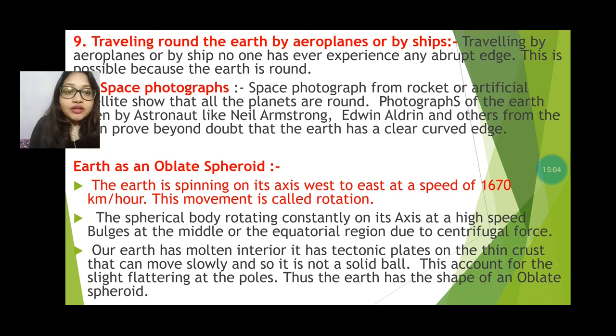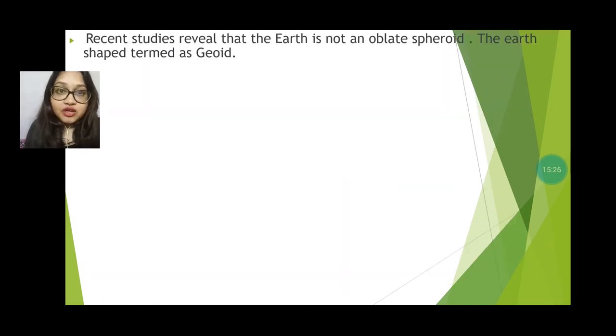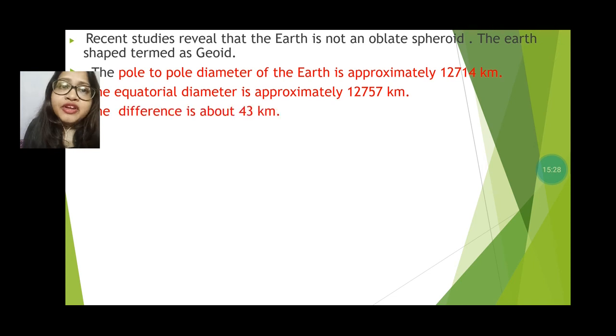Okay, so the Earth has a molten interior. It has tectonic plates on a thin crust that can move slowly, so it is not a solid ball. That is why it is slightly flattened at the poles, and the Earth's shape is an oblate spheroid. Okay, and recent studies also reveal that the Earth is not exactly an oblate spheroid. The Earth's shape is termed a geoid.